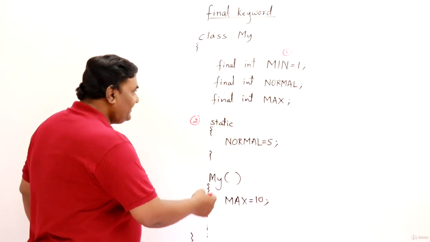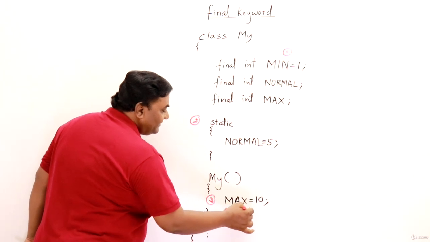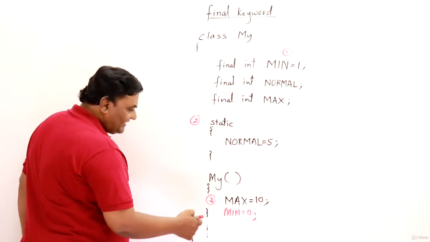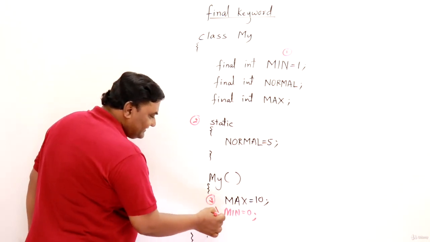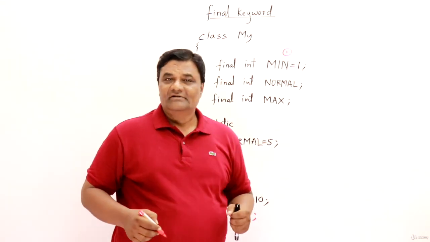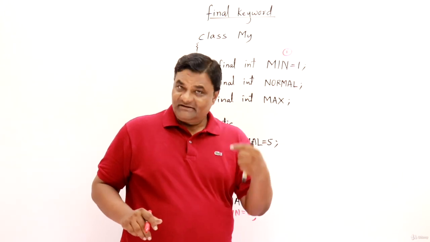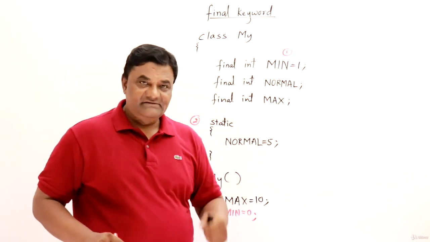If you want to modify anything, suppose I want to make MIN as 0 somewhere else in my program, anywhere, if I write this, this will be wrong. There's an error. A final variable cannot be modified. So that's all about final variables. Now I will show you final methods and final classes.